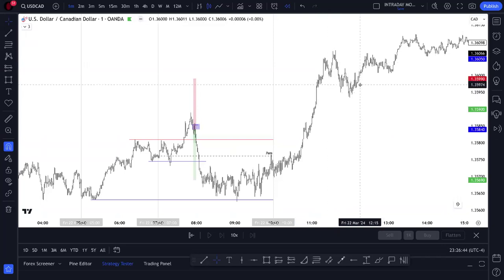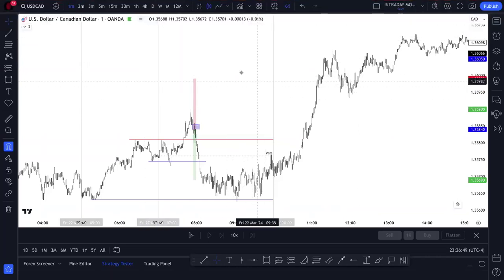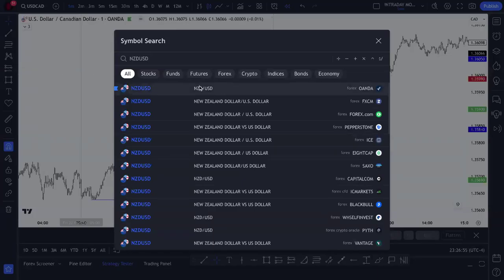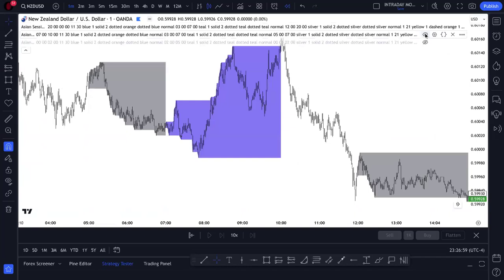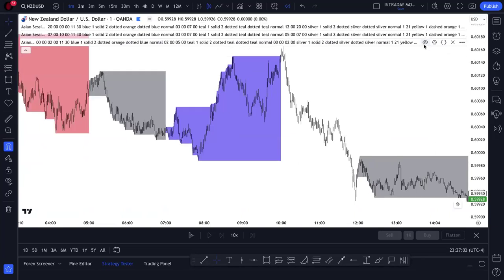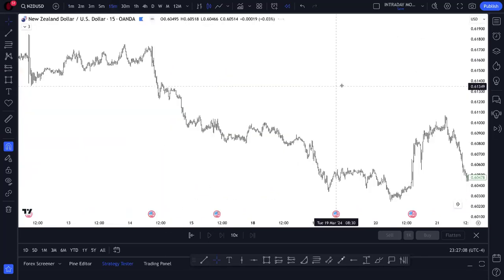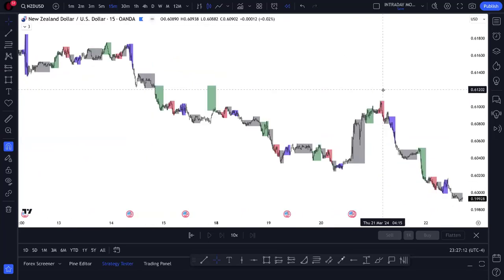So, dead zones. What are dead zones? I'm about to talk about it right now, and you'll see. If I go to any pair, let's go New Zealand dollar for US dollar. I'm going to turn on my session indicators. You are going to see these gray areas on my chart. These gray areas on my chart are all the dead zones.